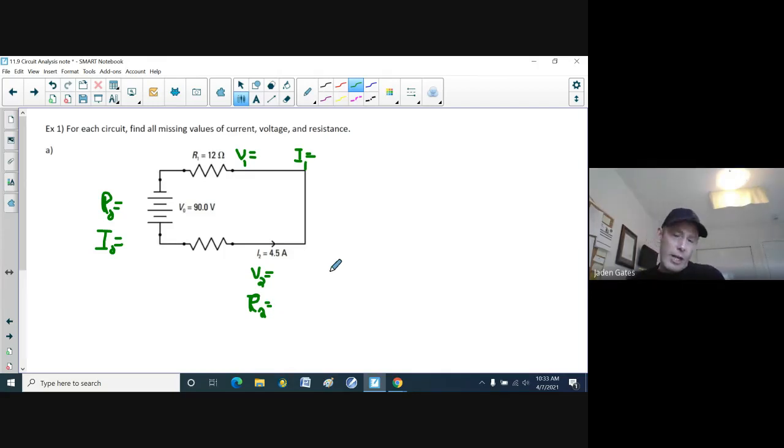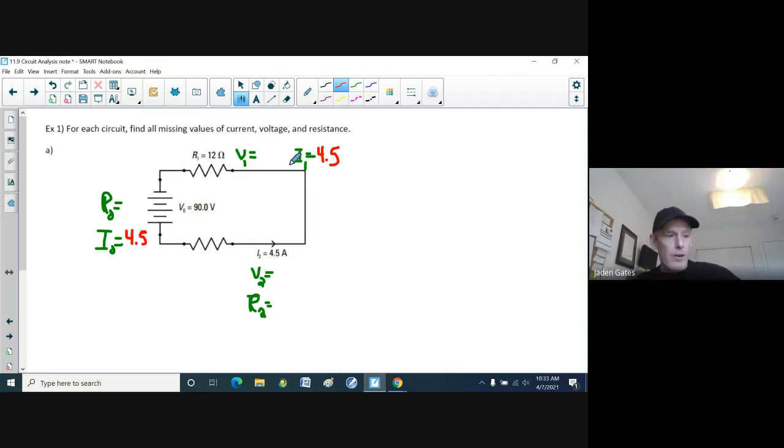Now, like I said, it's a puzzle, so I try to find out the easiest thing first. This is a nice simple series circuit because there is just one path for the charges to go by. Down here I have an I2 of 4.5 amps. Again, the current is the amount of charges going through the circuit. So if there's 4.5 amps going through this second load, there must be 4.5 amps going through the first load. That also means that there's 4.5 amps coming from the source.